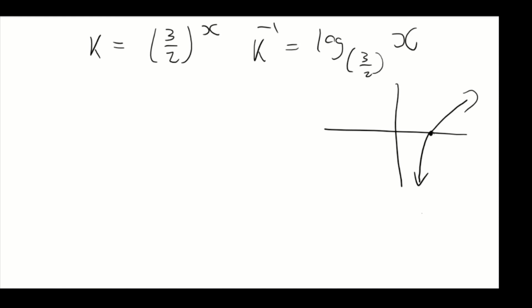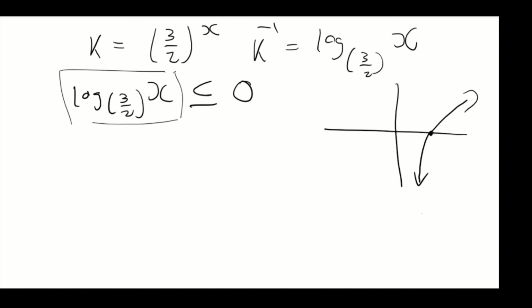All right. So now we want to identify the values of x such that log base 3/2 of x is less than or equal to 0. So what are the values of x when this inverse is less than or equal to 0? These are the solutions of y which are less than or equal to 0. We need to note the value of x here. What is the x-intercept at this point?